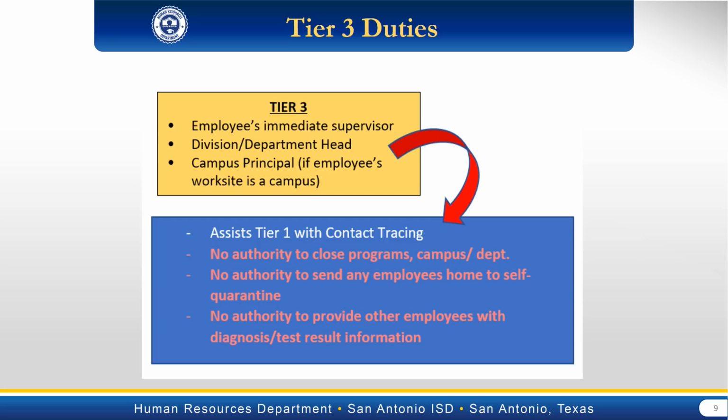These individuals are key to this process because they assist us with contact tracing, and I'll elaborate shortly on that definition. But these individuals in this tier don't have delegated authority to close programs or campus or to send employees home. Those decisions will be made in communication with human resources, nor will individuals in this category notify or inform employees about diagnoses and test results. Again, we just need to handle those matters through student health services if it involves a student, or through human resources and employee benefits if it involves an employee.